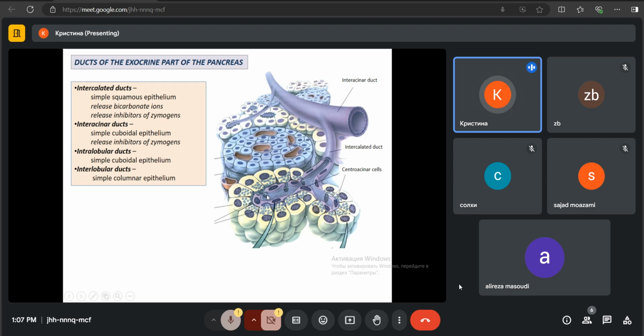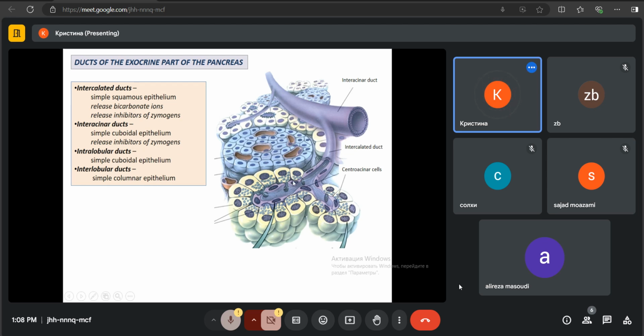The duct system of the exocrine part of the pancreas include 4 types of ducts, the same as in the salivary glands. The first type, intercalated duct. The name is the same as in the salivary gland, but the structure is not the same. Intercalated duct includes simple squamous epithelium with flattened cells with flattened nuclei. No myoepithelial cells, because this gland derives from endoderm.